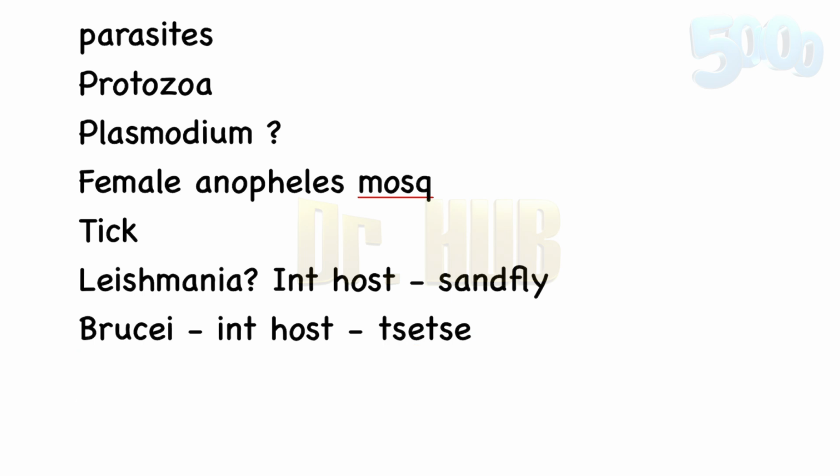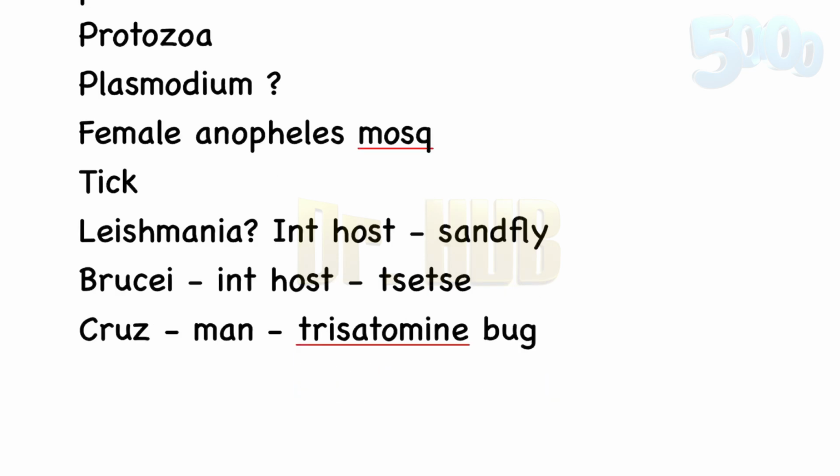So, repeating the Trypanosoma brucei, the definitive host is the man. The intermediate host is the tsetse fly. Next, the Trypanosoma cruzi. In cruzi also it is similar, that is the definitive host being the man and the intermediate host being the triatomine bug. So this is the intermediate host.